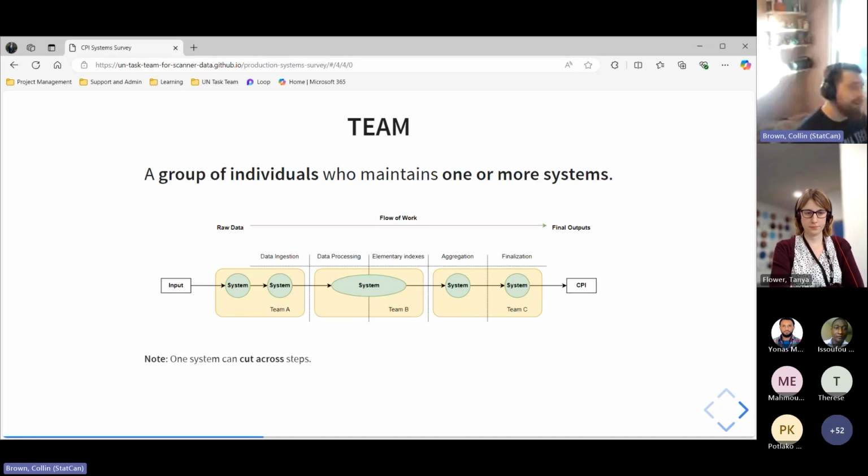So a system can cut across multiple of these steps. In this example shown on the screen, there's a system in the middle that does data processing and elementary index calculation. What that means is, if you had a system that cut across those boundaries, it would not necessarily be straightforward to change just the processing part or just the elementary index part. A change to the system has to happen together, and the interpretation is you'd run it entirely to go from ingested data all the way to your computed elementary indexes. You can't really decouple those, as shown there.